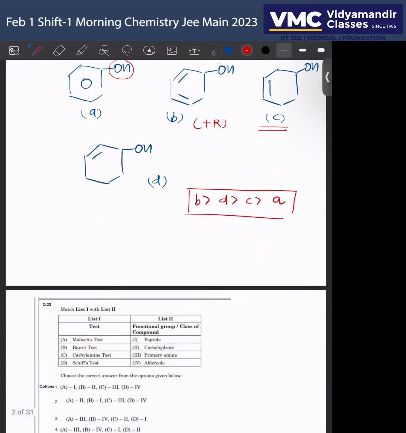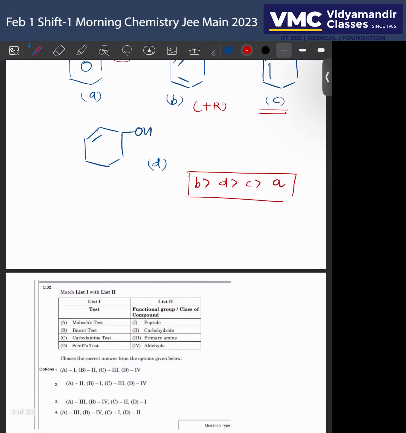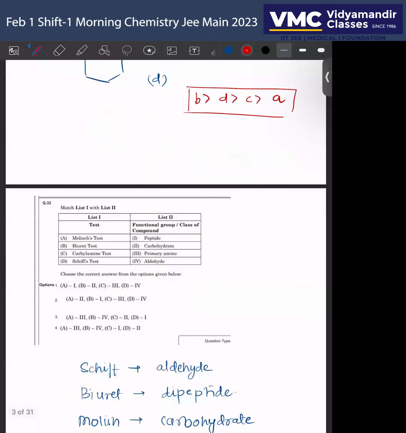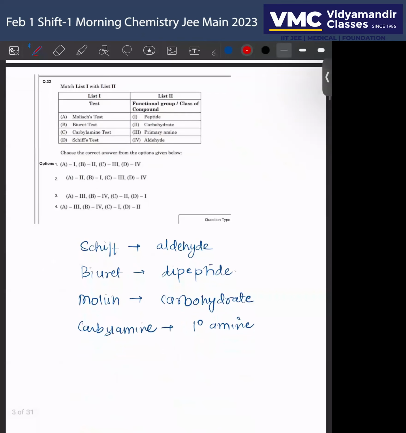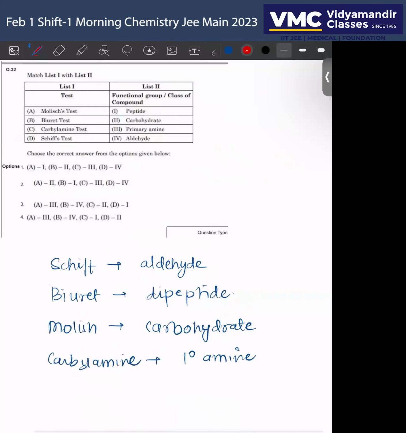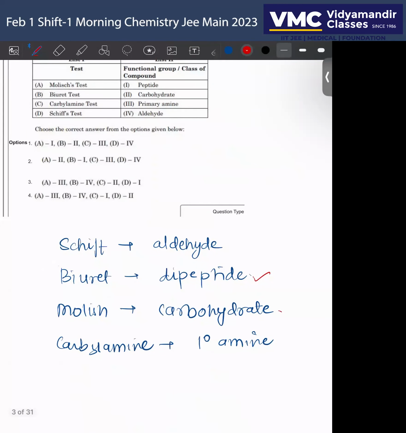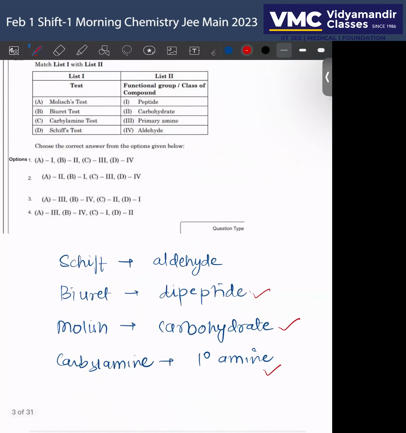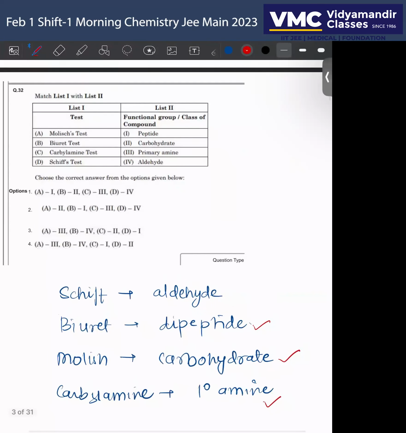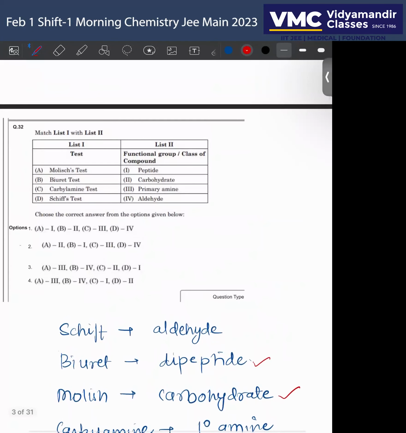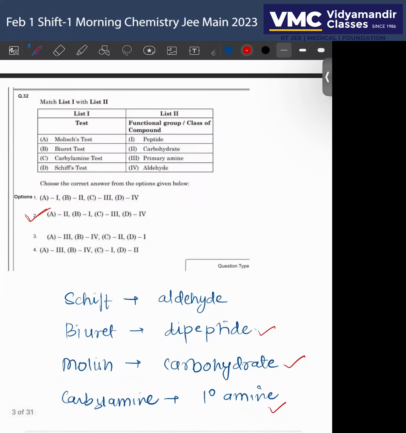Moving on to the next question. The next question says that you have to match the list number 1 with list number 2. See, here some tests are given for functional group detection. We know that Schiff's test is used for detection of aldehyde, whereas biuret test is used for detection of dipeptide. Molisch test is used for detection of carbohydrates, and carbylamine test is used for primary amines. So here you will see that option number 2 is the correct one. Therefore, it is the right answer.